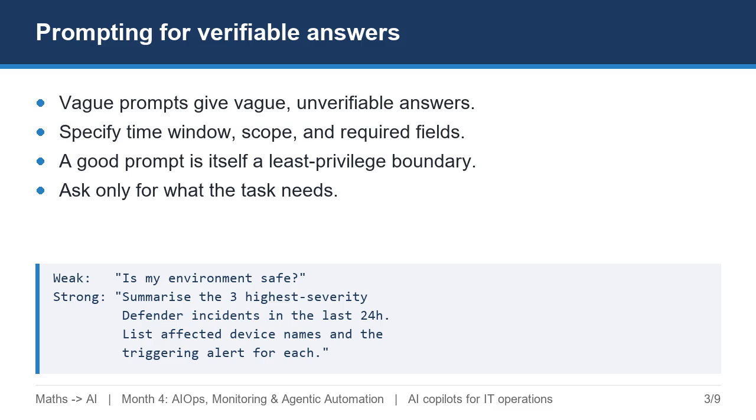How you prompt decides what you get. Vague prompts produce vague, unverifiable, sometimes outright invented answers. Scoped prompts produce answers you can check. Specify the time window, the scope, like a group or severity, and the exact fields you need. Notice that a good prompt is itself a least privilege boundary. It tells the copilot to read only what the task actually requires. Compare the weak and strong prompts on screen.